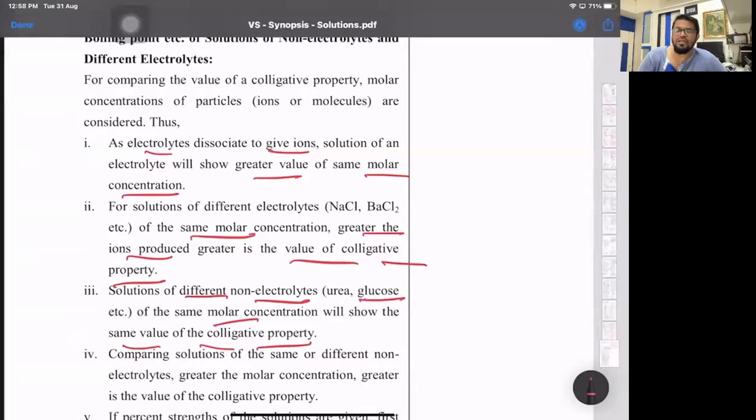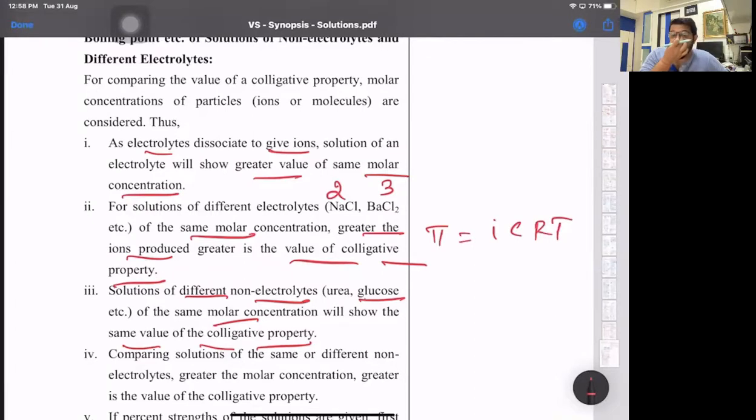Which means, what are we trying to say? Solutions of different non-electrolytes, urea and glucose, of the same molar concentration, C1 is equal to C2, because both give only one particle, will have the same value of colligative property. NaCl and barium chloride, in spite of the same molar concentration, the more the ions produced, the greater is the colligative property, because NaCl gives 2 particles and barium chloride gives 3 particles. Remember, pi is equal to iCRT.